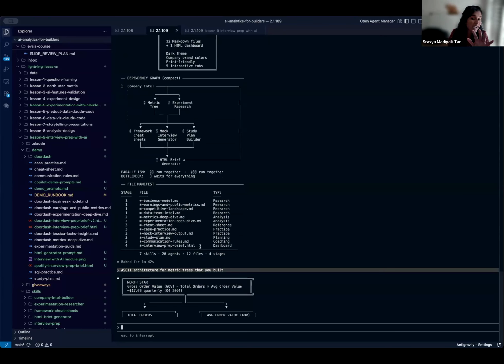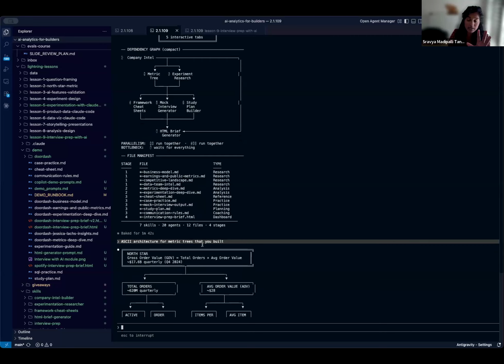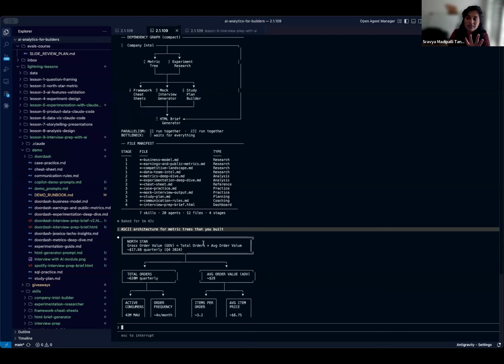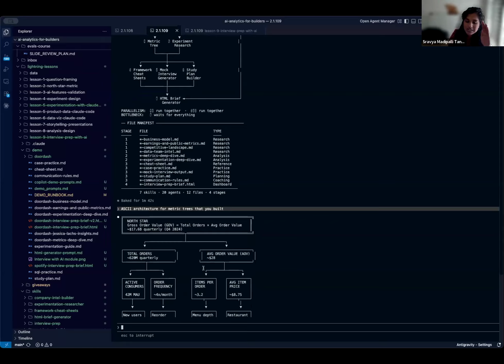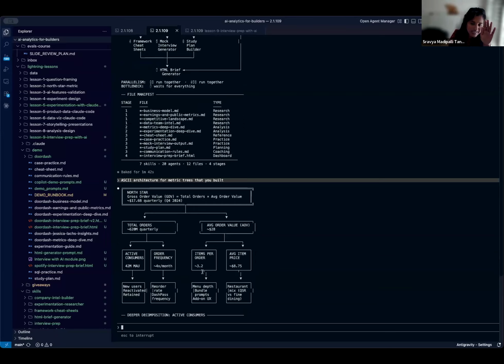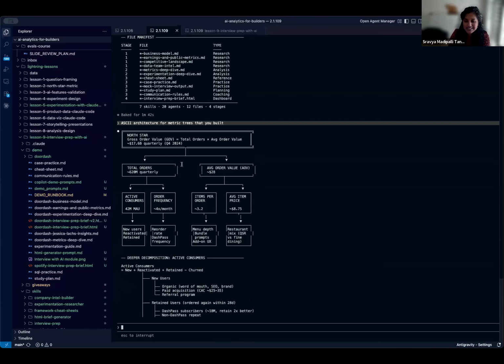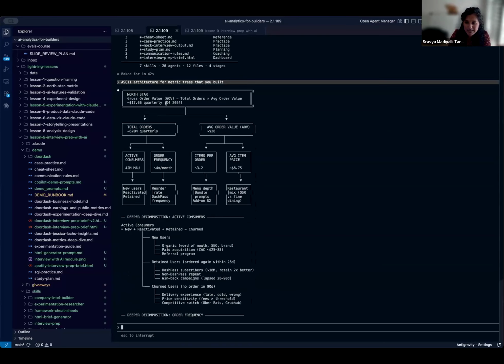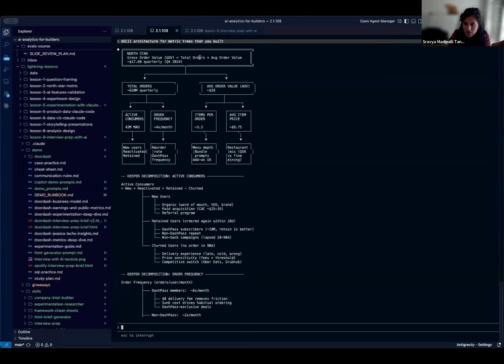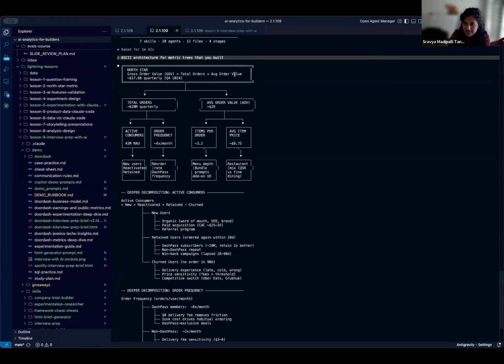But if you're comfortable with working with Claude Code directly, you could literally do all your learning on Claude Code itself, guys. I absolutely recommend you do this. Look at this. It basically gives me the North Star, the gross order value, total order values into average order value. And what is total order? Active consumers, order frequency. It also gives you the numbers that it pulled from the recent earning report.